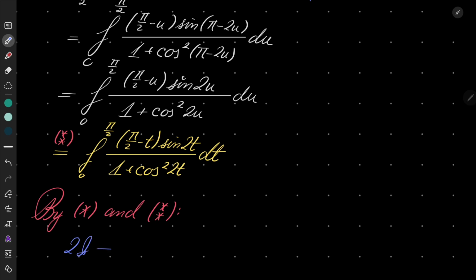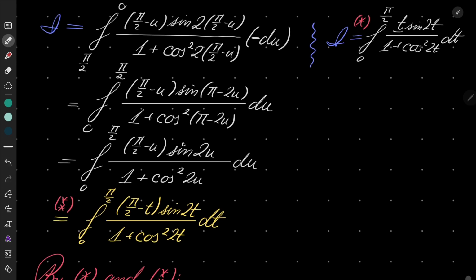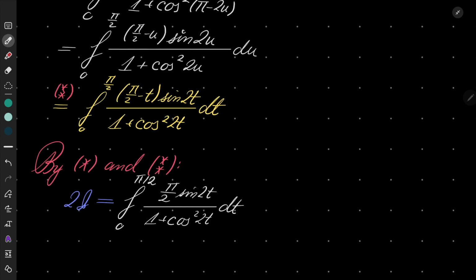Two times our integral equals the integral from 0 to pi over 2. And what happens after our addition? Let's take a look. Here we have t, and here we have pi over 2 minus t. So after adding these things, I will get just pi over 2. And pi over 2 is just a constant, so we can put it in front of our integral.